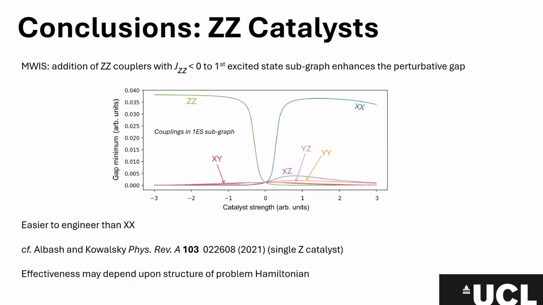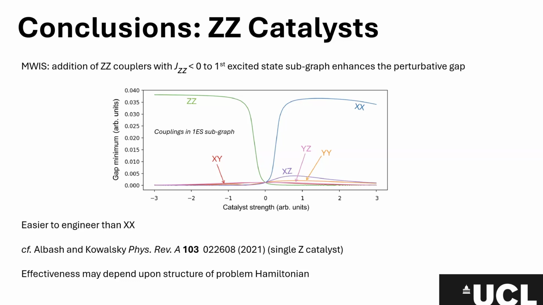And I should also draw your attention to this paper by Albash and Kowalski, where they were looking at a single Z catalyst, which is kind of biasing your solution towards the ground state solution. And that's kind of similar but different. Of course, we're applying a ZZ catalyst, which one imagines is biasing your solution towards solutions which are ferromagnetically ordered.